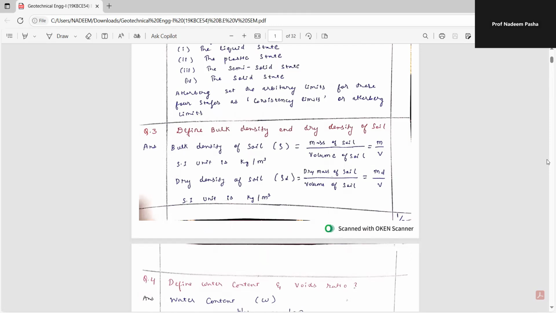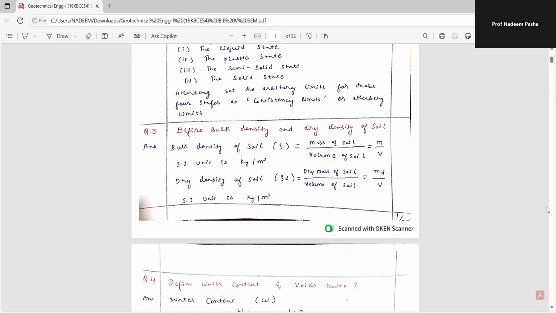Define bulk density and dry density of soil. Bulk density of soil is nothing but the ratio of mass of soil to volume of soil, and the SI unit is kg per meter cube. Dry density of soil is the ratio of dry mass of soil to volume of soil, MD by V. SI unit is kg per meter cube.